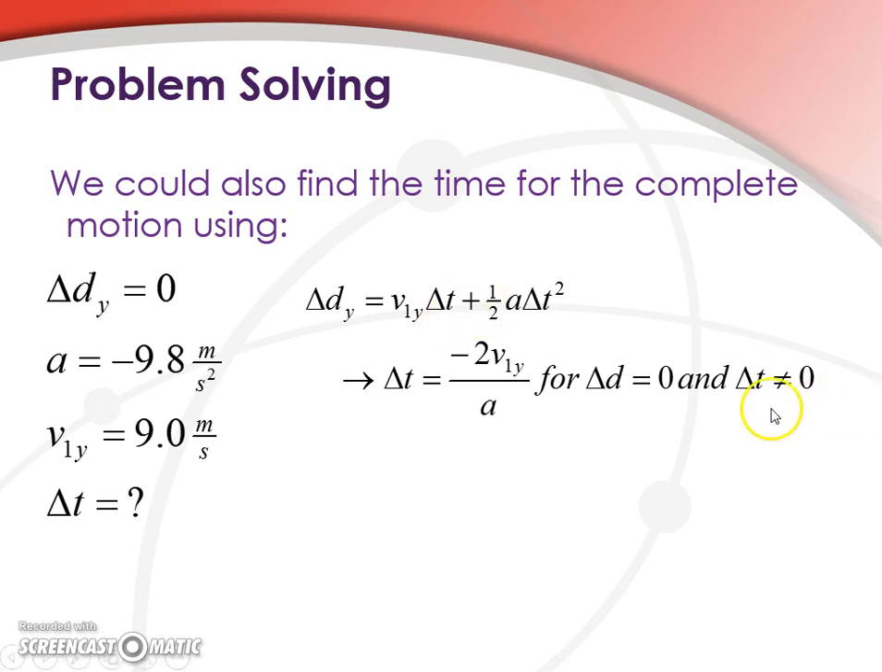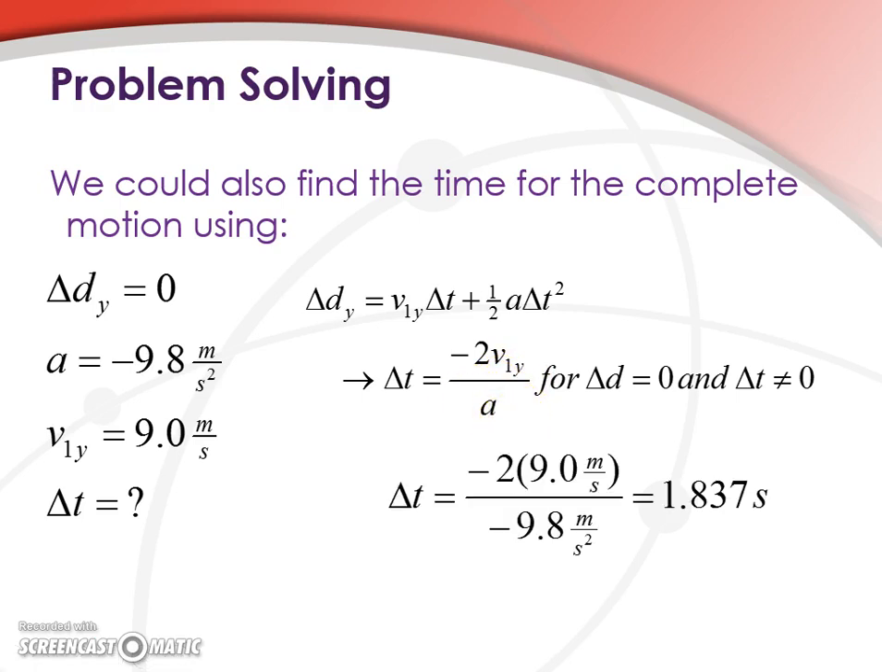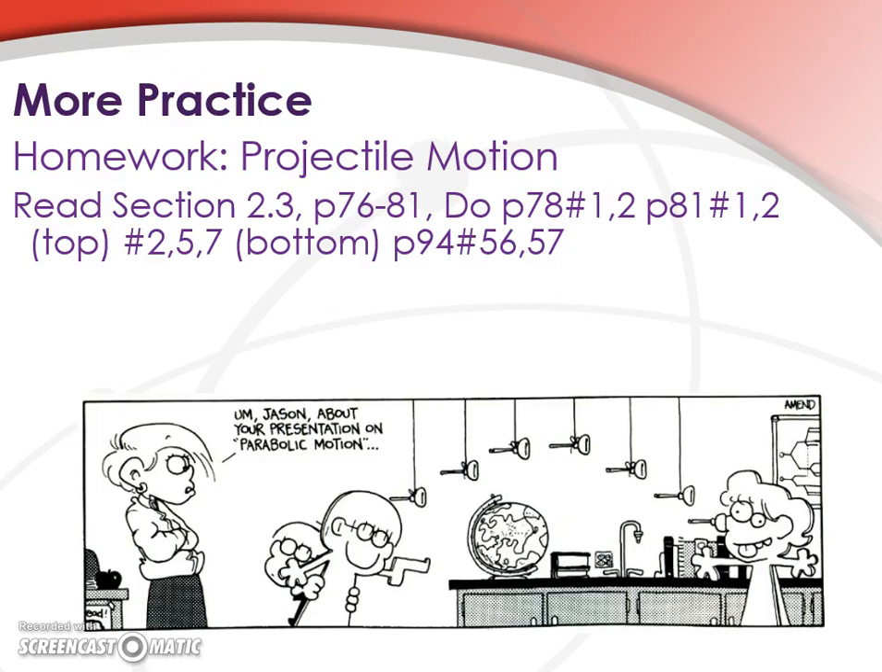But we're not interested in that case, so we set delta t is not equal to 0, since that's the trivial half of the answer, and instead solve for the other half of the expression and get delta t equals negative 2 v1y over a. And we can solve for this and get delta t equals 1.837 seconds, which is the same answer we got by using the multi-step approach. So we've seen two ways then to solve that problem.